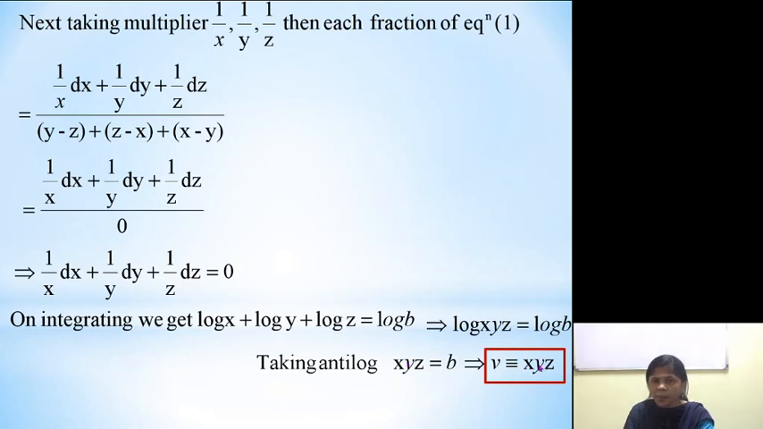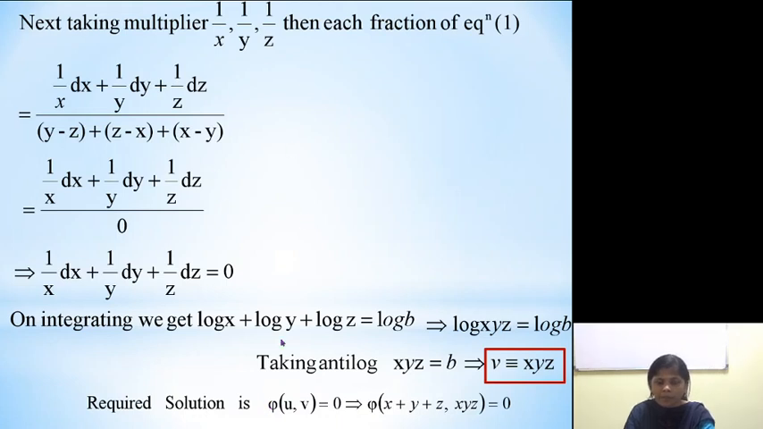In this way one can easily get the solution. So now we will write the final solution. The required solution is phi of u, v equal to 0. Remember, as I told you earlier, in place of this phi you can use any symbol, provided it has not been used earlier. I can write f, g like this. So phi of u, v equal to 0, put u and v and get the desired result. So we have now reached the solution of this particular equation.